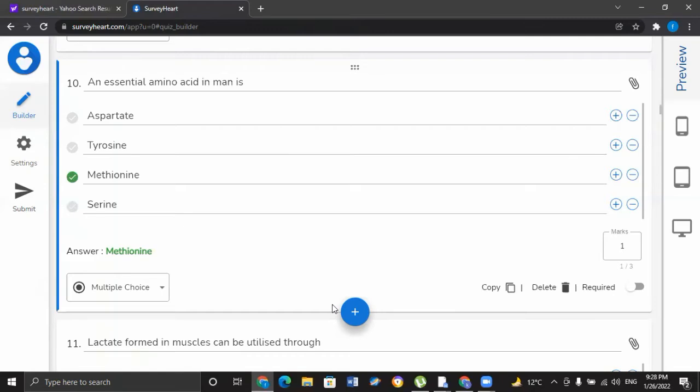There are a number of amino acids that are included in essential amino acids, including methionine, arginine, threonine, tryptophan, valine, isoleucine, leucine, phenylalanine, histidine, lysine. So the correct option for MCQ number 10 is C, methionine.